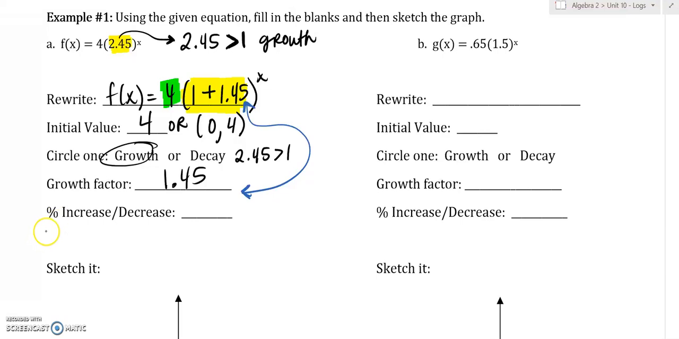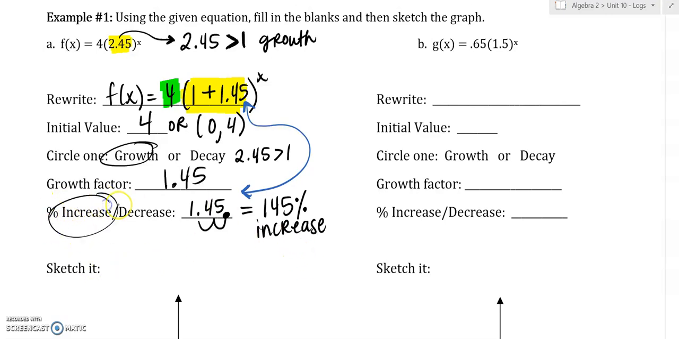Okay? Then it's saying, okay, it's a growth problem. Here's my growth factor. Well, how much did it increase by then? What was the percentage? So you're going to take that 1.45, and just like we practiced, we're going to loop that, move that decimal over 2 times to turn it into a percentage. When I loop it over twice, I get 145% increase. The reason I know it's an increase is because it's a growth problem, so that would mean it's getting bigger, it's increasing. So it's a percent increase.